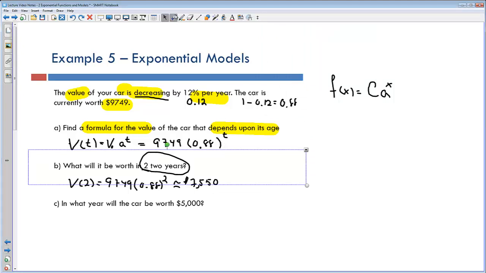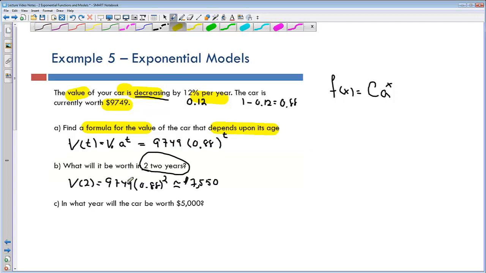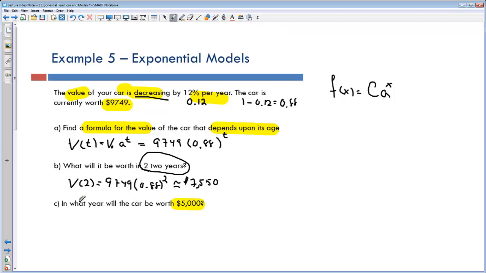And then let's look below it, because below it, this was really an input question, meaning you plug in for the input and find the output. This one's going to be, of course, an output question. It's sort of the opposite of what we just did, or the inverse of what we just did in a way. And what year will the car be worth $5,000? So on this one, instead of plugging in for t, you're going to plug in for v. And when I say v, I mean this is all of v, right? So you're going to plug in right here. So v of t, the output, is 5,000. So 5,000 is going to be equal to, and on the right-hand side, you have the formula, 9,749 times 0.88 to the t.